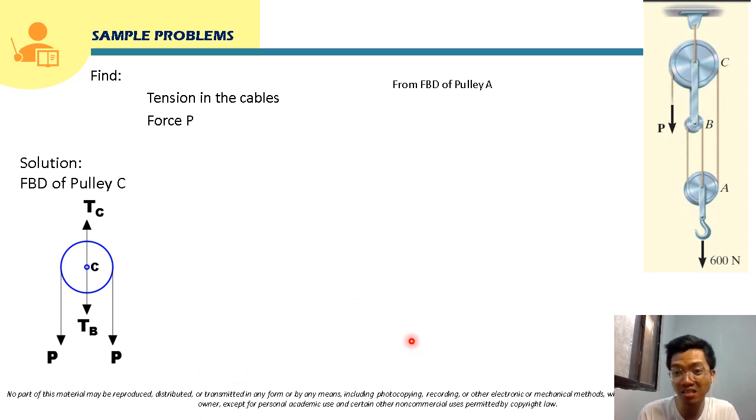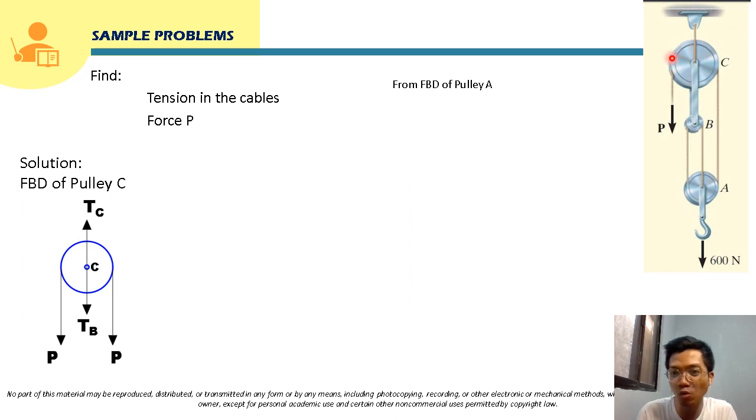Because it is a frictionless pulley, there will be no resisting effect due to friction. So if this is force P and this is a smooth pulley, this will also be force P. So that's why it will be force P here, and this is also force P.